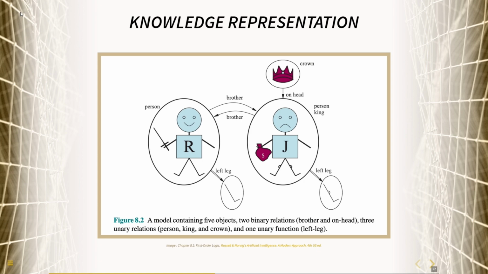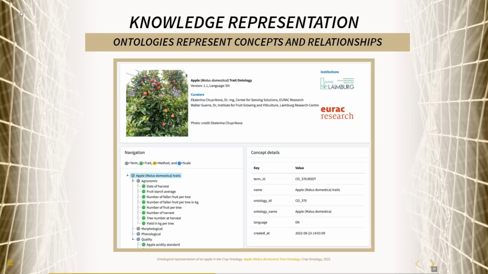This form of representation, this idea of representing concepts and the relationships among them, is known as an ontology. So ontologies have been used to represent a wide variety of very real concepts and the relationships among them. This specific example is actually from the crop ontology, which is an ontology that allows us to represent information about a variety of crops. And a lot of the data that you're seeing here is scientific data. So we're looking at an example of the apple trait ontology that was curated by a group of researchers.